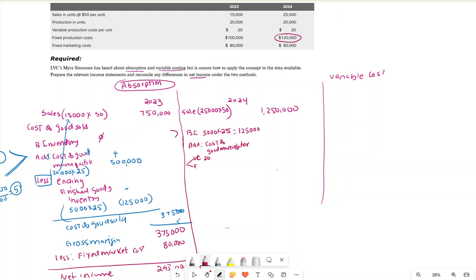Variable is $20 per unit. My fixed is 120,000 divided by my 20,000 units that we produce, which gives you $6 per unit. My cost of manufacturing is 26 times my 20,000 units that we produce. That will give you 520,000. And now we have 20 plus the 5.